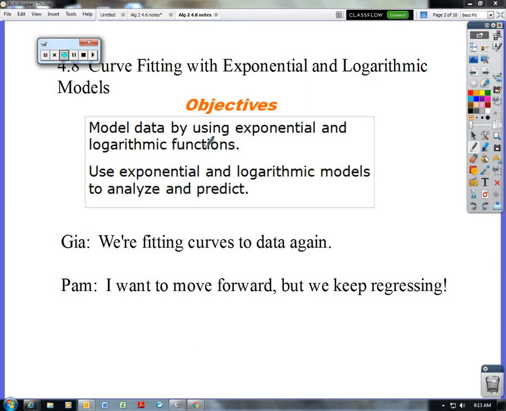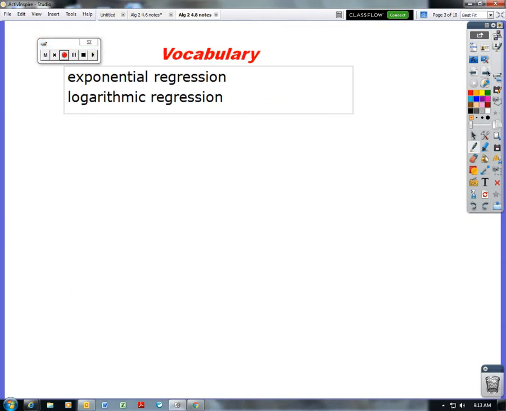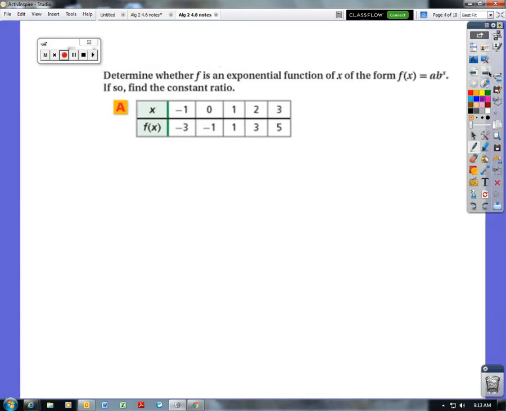And Gia says we're fitting curves to data again. And Pam says, yeah, I want to move forward, but we keep regressing. It'd probably be funnier if someone else read it instead of me, but anyway, I tried.